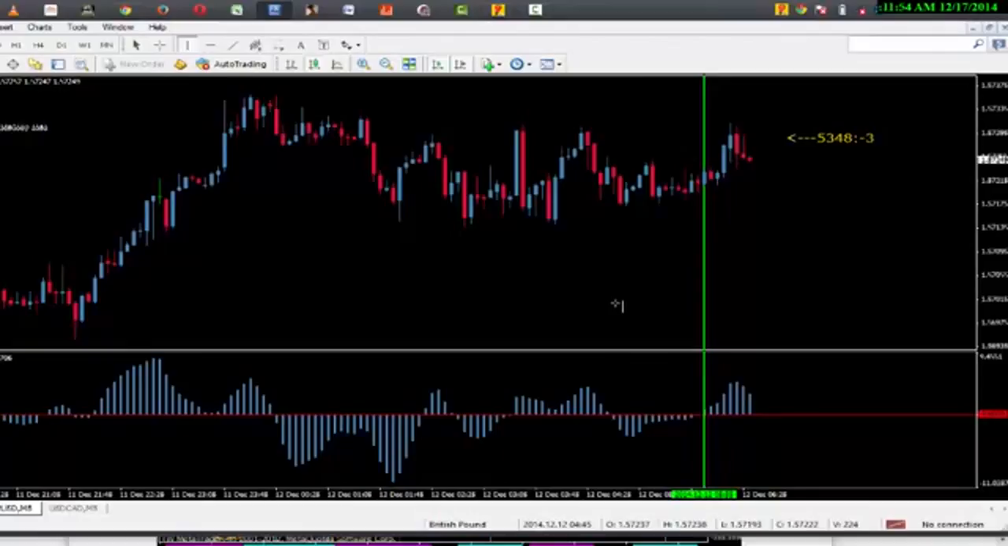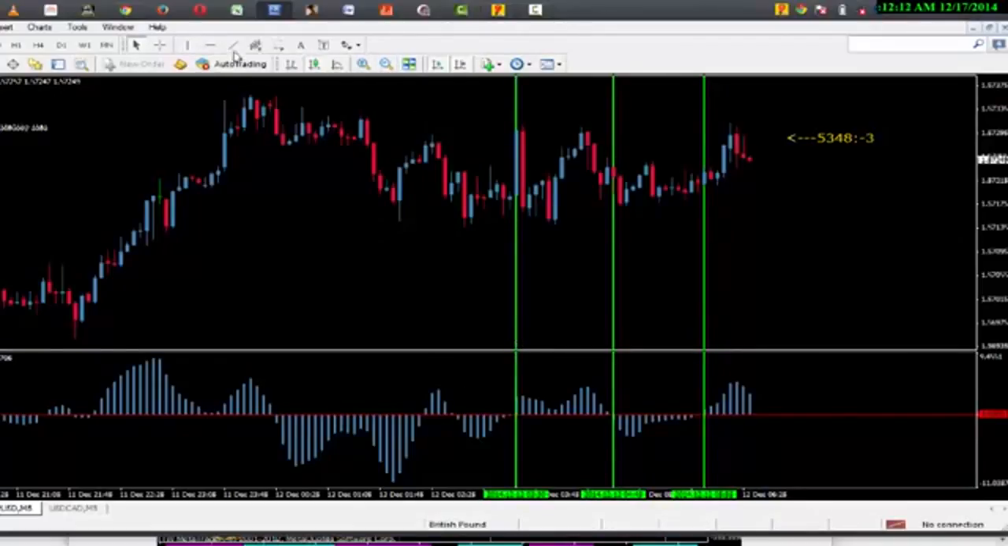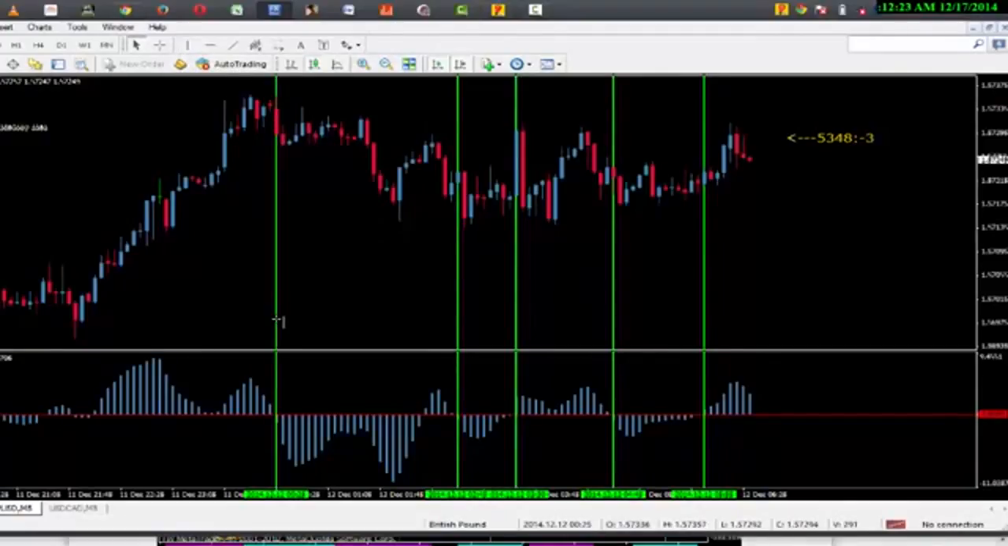This would have been a put. Then this would have been another call. And this would have been a put. This would have been a put. This would have been a call. So if we look at it very well, we only lost one trade on the trades that I just marked.